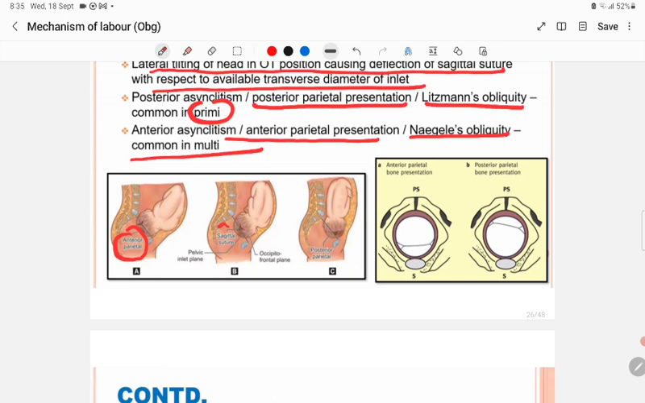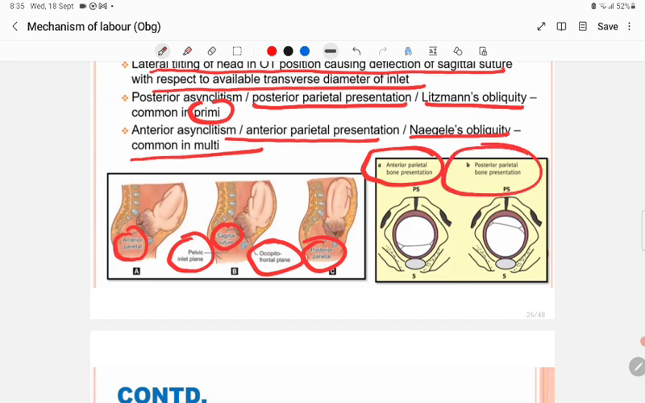Here the sagittal suture is in the midline, in the pelvic inlet plane, the occipitofrontal plane. So it is normal, no asynclitism. Here the posterior parietal bone is exposed. This is posterior asynclitism or posterior parietal presentation, also called Litzmann's obliquity. It is common in primigravida. This is anterior parietal bony presentation. This is posterior parietal bony presentation.